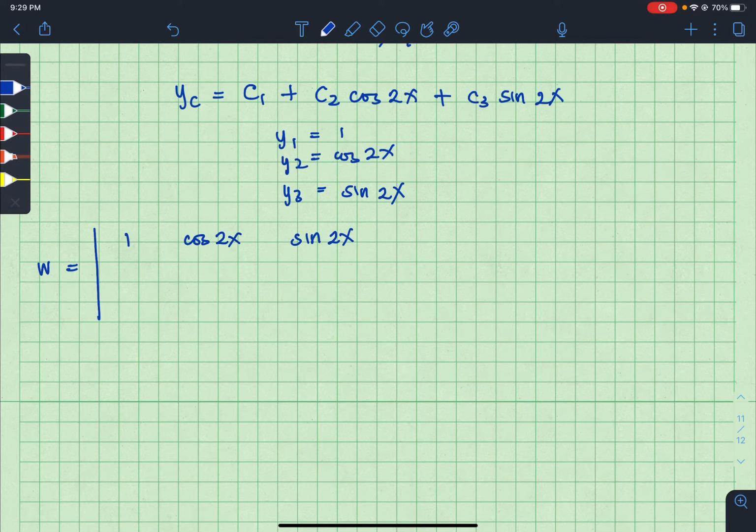The derivative of 1 is 0, 0. The derivative of cosine is negative sine 2x, and the derivative of 2x is 2. The derivative of sine 2x is cosine 2x times 2. Then the derivative of sine is cosine 2x, so 2 times negative 2 is negative 4 cosine. The derivative of cosine is negative sine 2x, so 2 times 2 will have negative 4 sine 2x.